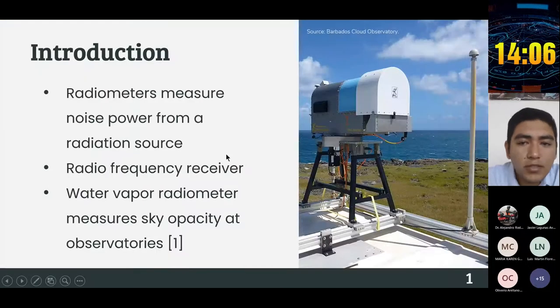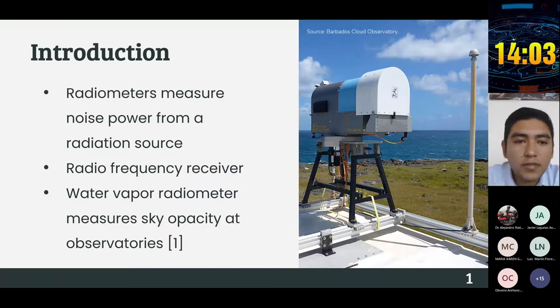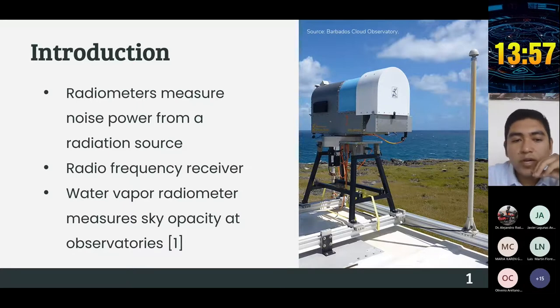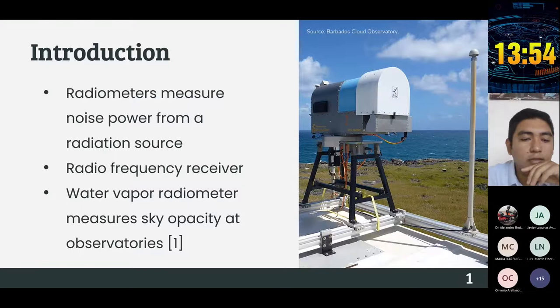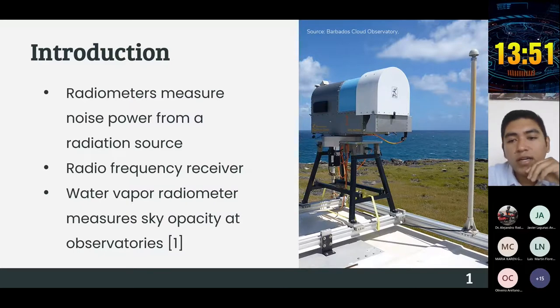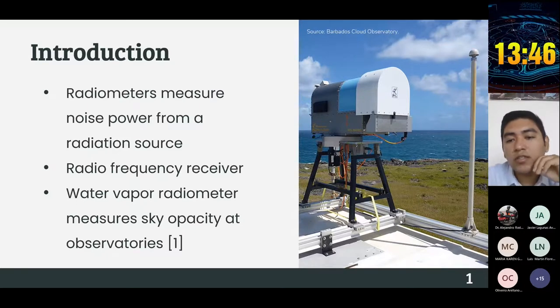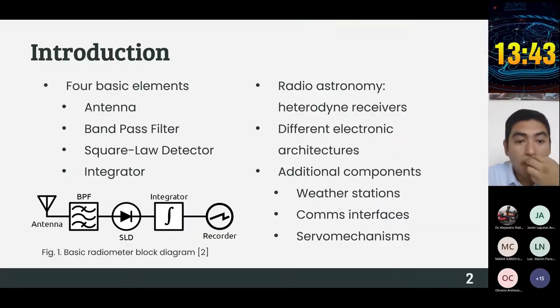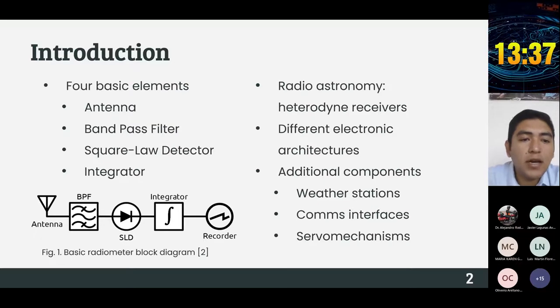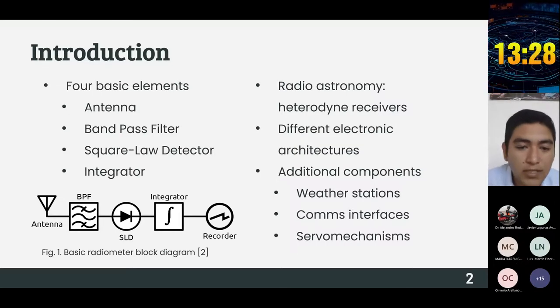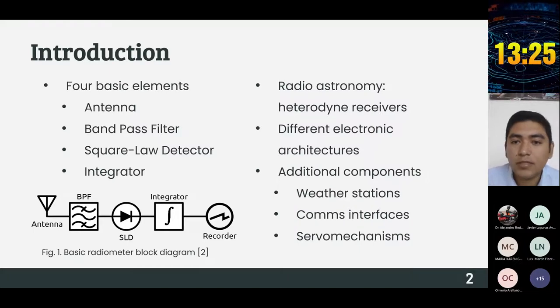Radiometers are basically radio frequency receivers that measure noise power from a radiation source. Water vapor radiometers especially measure the sky opacity at observatories in order to get the sky characterization and check the atmospheric transmission to do radio astronomy observations. The radiometer consists of four basic elements: an antenna, a bandpass filter, a square law detector, and an integrator. In this figure, I additionally show a recorder because all the data is collected in this component.